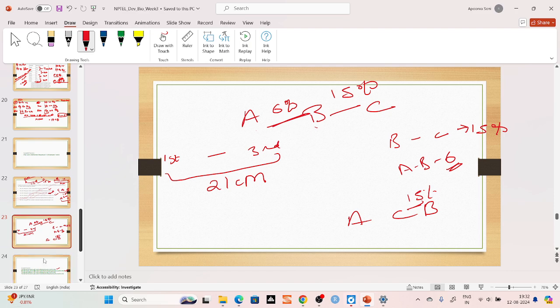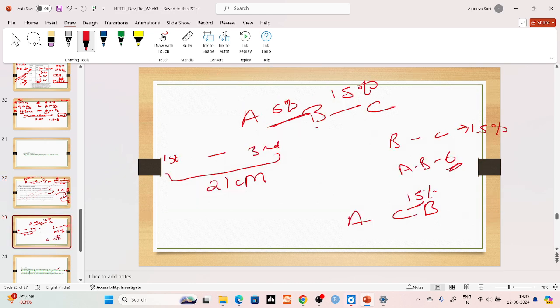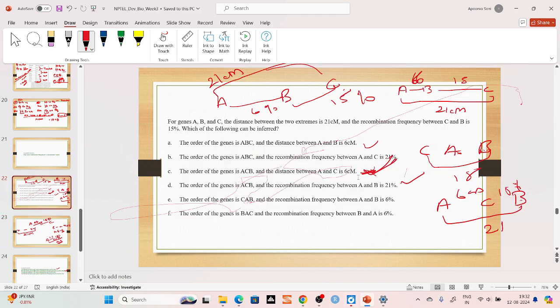Just a minute. I think I put the wrong option. See here, ACB. A and C. B and C is given as 15%. That means A and C would be 6%, and this total would be 21%. So in any of the ways the genes can be arranged. So the correct answer would be A, B, C, and D. These would be the correct answers.